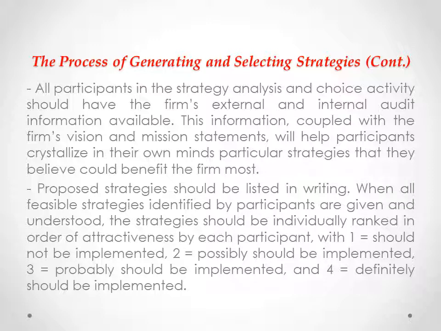When you write the proposed strategies in a list, they will be ranked in four different rankings. First of all, if it takes number 1, it should not be implemented. Number 2, possibly should be implemented. Number 3, probably should be implemented, and number 4, definitely should be implemented.